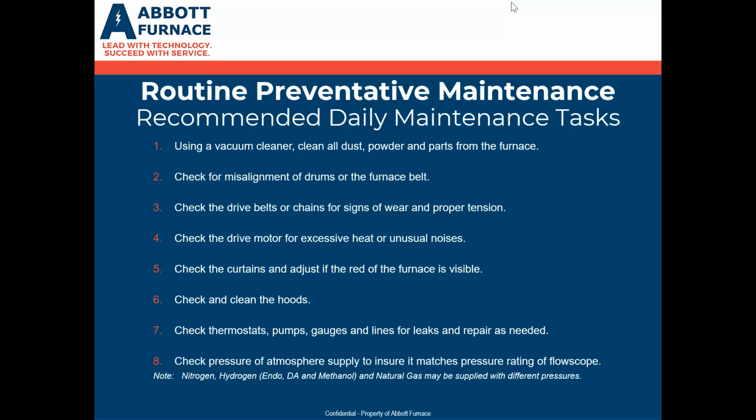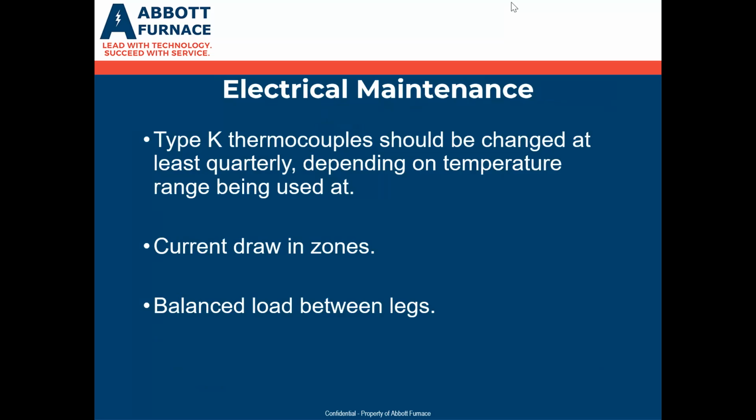Also, you want to check the pressure of the atmosphere supply to ensure that it matches the pressure rating of the flow scope. As you can see, nitrogen, hydrogen, and natural gas may be supplied at different pressures. You could have some pressure drops in your atmosphere, and of course, Brian was just saying there, I think you realize how important it is to have a good atmosphere into that furnace to keep everything running the way it should.